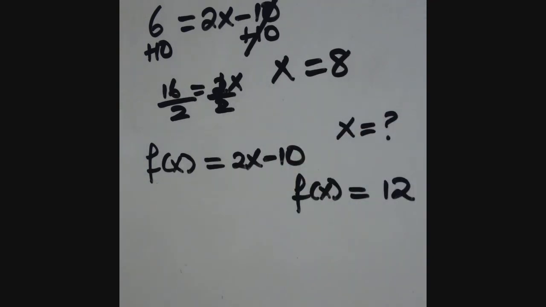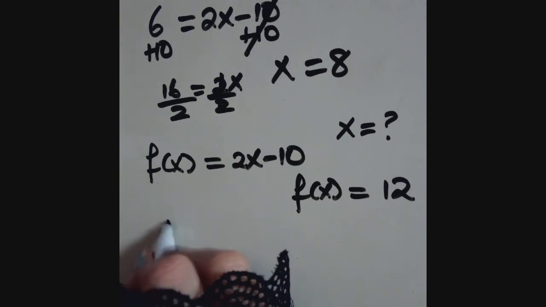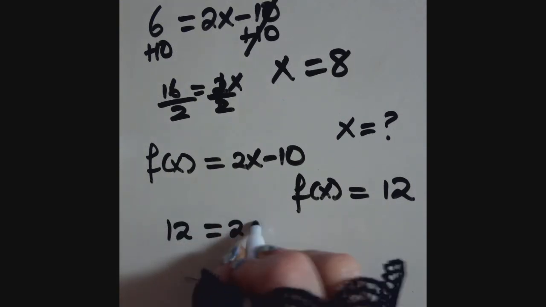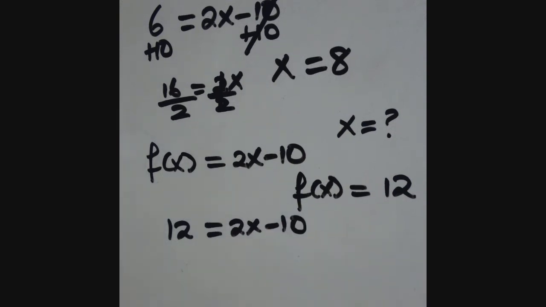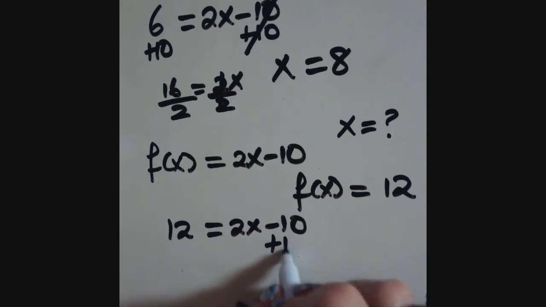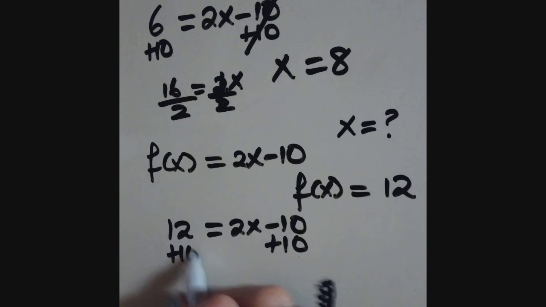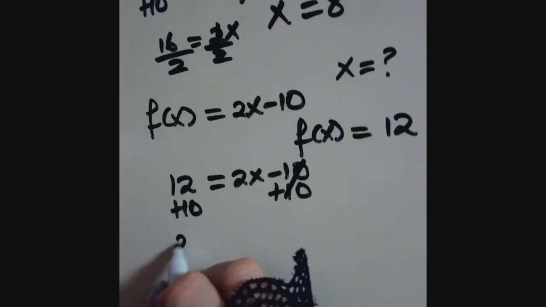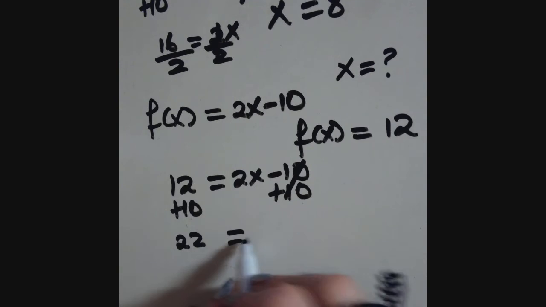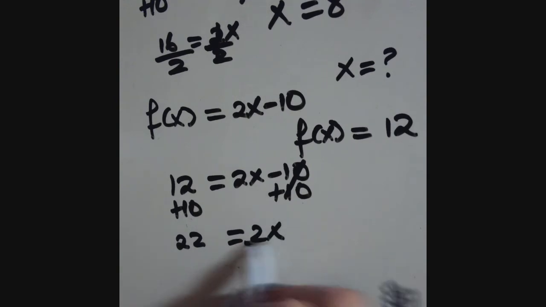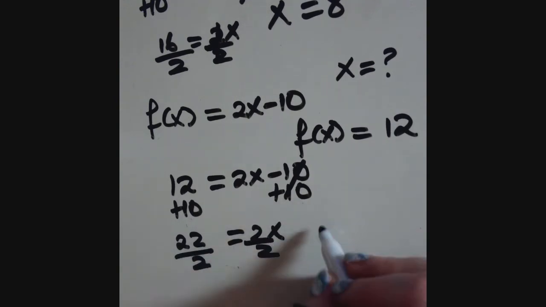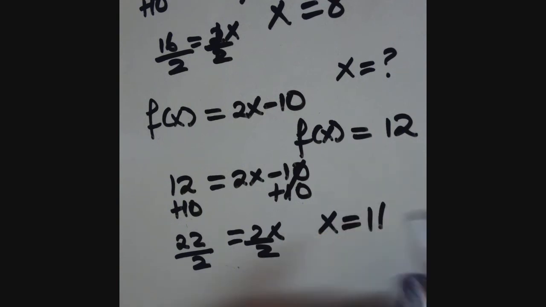All right, so they've given you f of x, so you should know right here to plug it in: 12 equals 2x minus 10. Solve, add 10. 12 plus 10 is 22 equals 2x, divide by 2, and x equals 11. All right, so there, you found x.